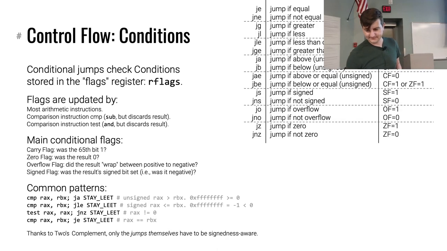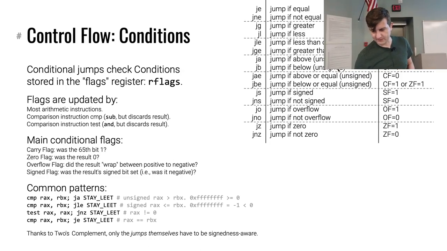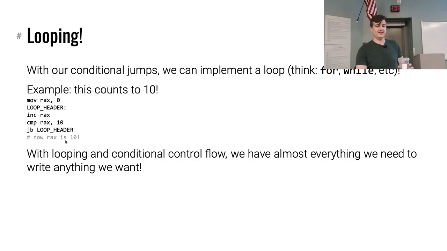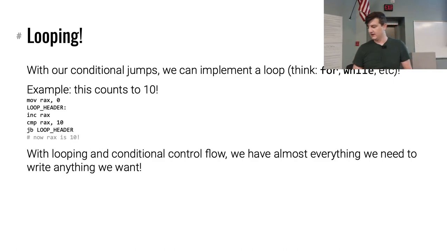RAX will be 10. Is that right? Jump if below. Okay, yeah. So it's not below because it's equal to. So it should be 10. So you see, we've actually implemented a loop by jumping backwards. And that conditional loop, that condition is the statement.